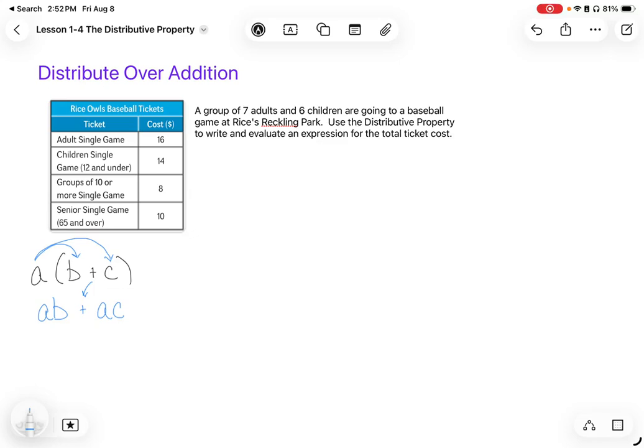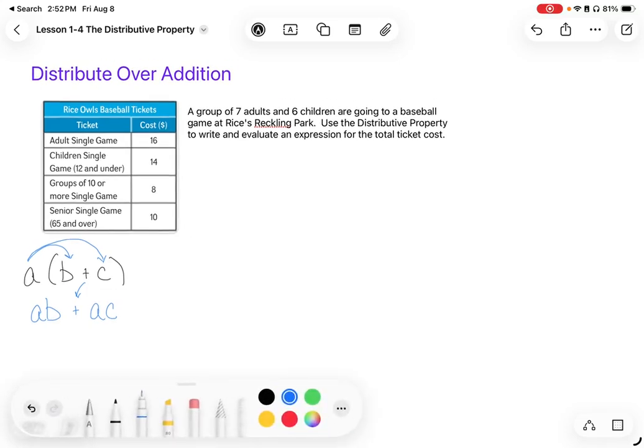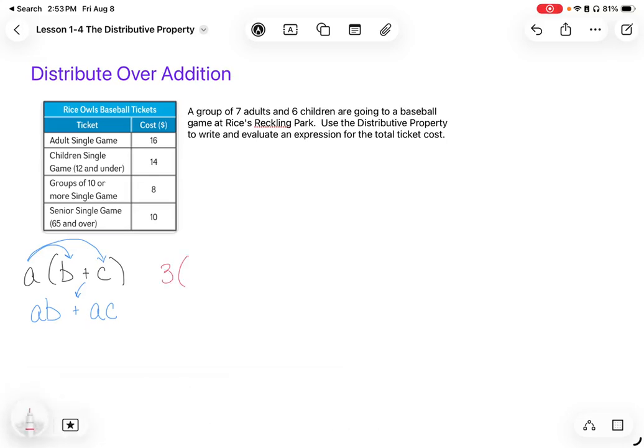A times B plus A times C, which is, in my opinion, a little bit confusing. It makes a lot more sense when you do it with numbers. So let's try a version of the distributive property with numbers. Let's do 3 and then inside the parentheses 4 plus 2.